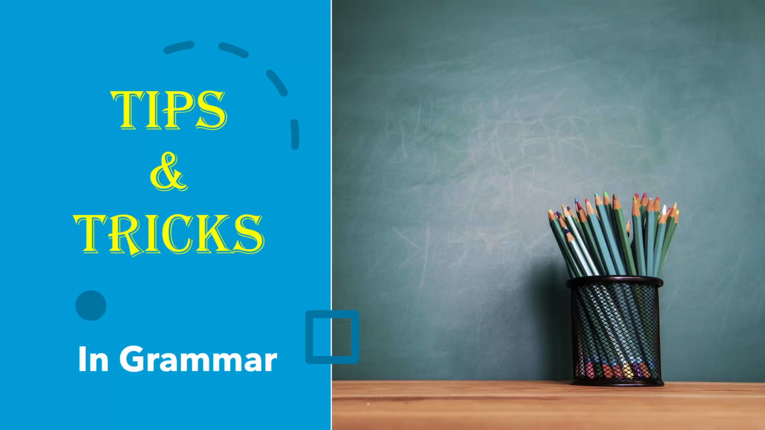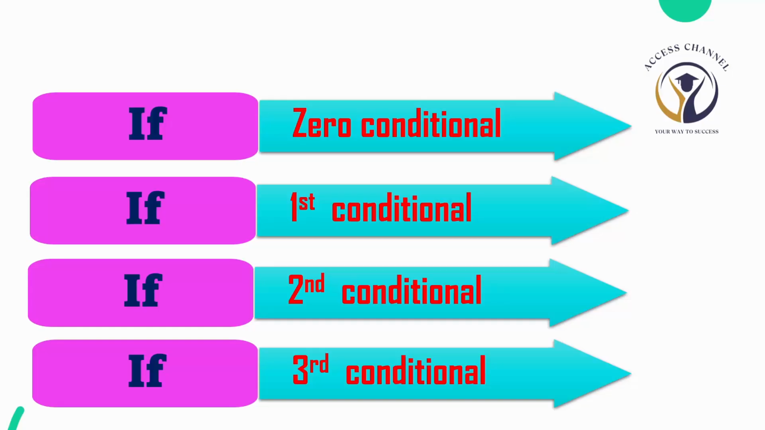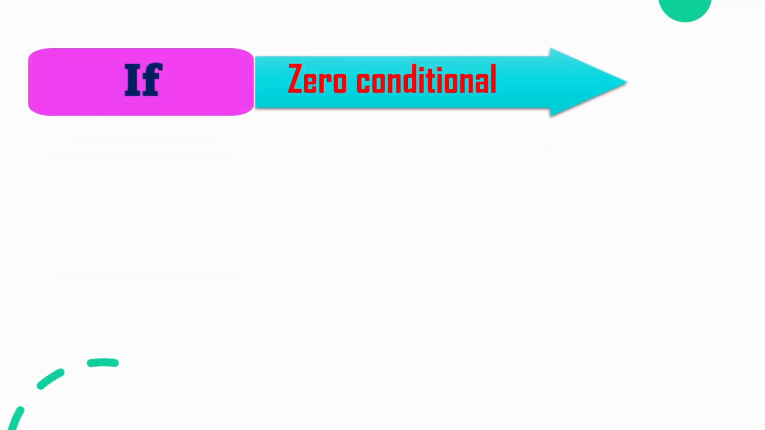We're still working on our double T episodes, tips and tricks in grammar. Those episodes will help you to get a better understanding of English grammar. And in today's episode, we are going to take a very important topic, which is if conditional. So let's jump in. We have four conditionals: zero conditional, first conditional, second conditional, and third conditional. So let's come in closer to each one of them.